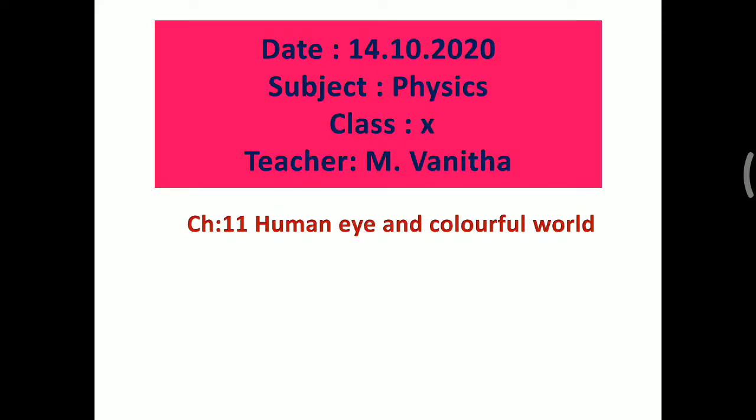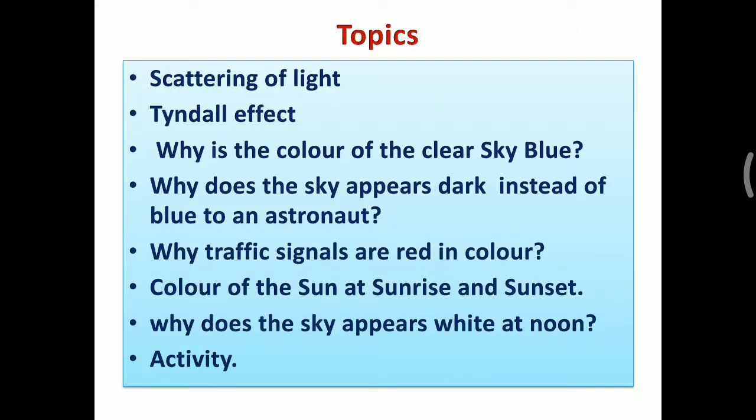Today we are going to see the subject physics and class 10, chapter number 11, human eye and colorful world. Topics: scattering of light, Tyndall effect, why is the color of the clear sky blue, why does the sky appear dark instead of blue to an astronaut, why traffic signals are red in color, the color of the sun at sunrise and sunset, why does the sky appear white at noon? Then activity.